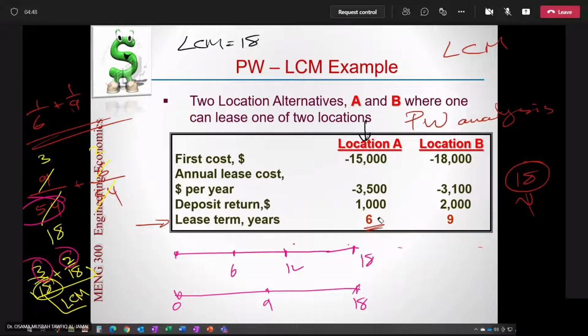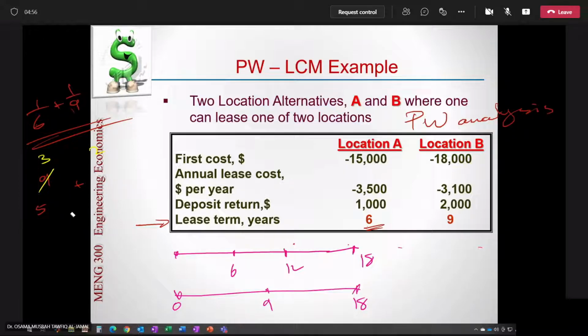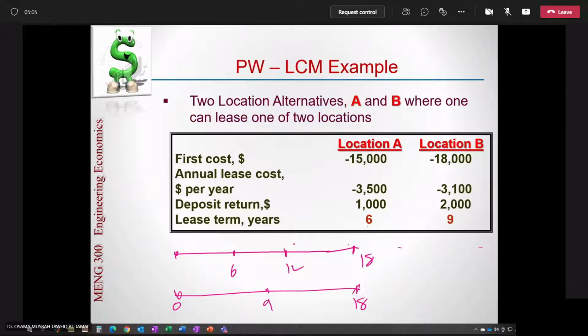Other thing, we need to show now the cash flows over the cash flow diagram. Let's do one of them. The first cost, 15,000. We have the annual lease cost, renting. We didn't say whether it's at the beginning or at the end of the year. By default, if it's not mentioned, it means at the end.